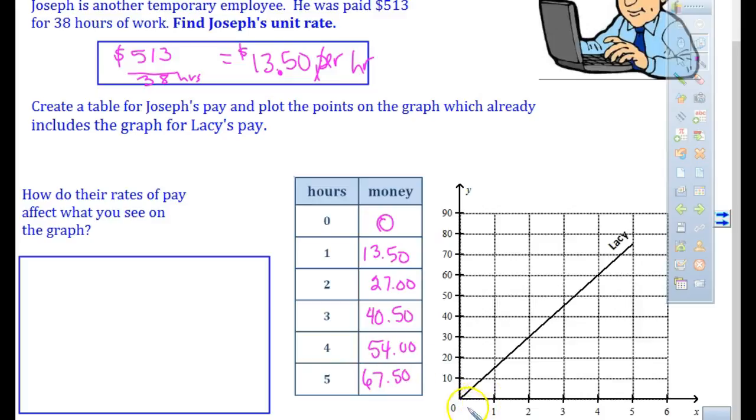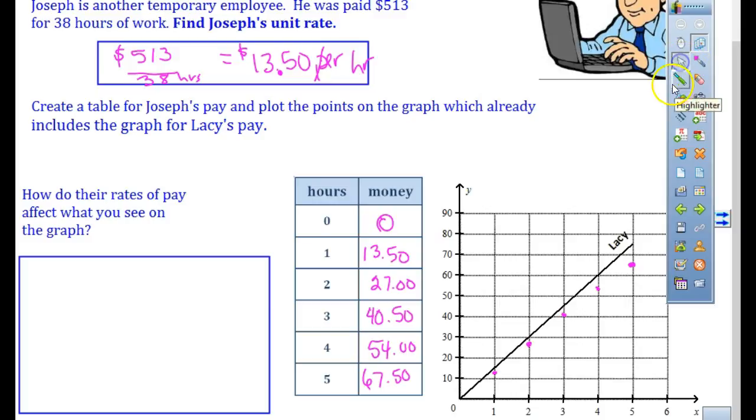Now, I think $13.50 is kind of tough. But remember, Lacey was at 15, so it should definitely be below that. So let's put a point kind of below that. At 2 hours, it's 27. I can definitely see that's going to be below because that was 30. At 3, it's at 40.50. Well, that's 40. I'm going to put it almost right on that. At 4 hours, it's 54. And at 5 hours, we are at 67.50.